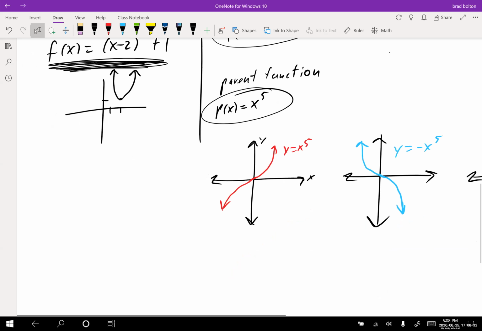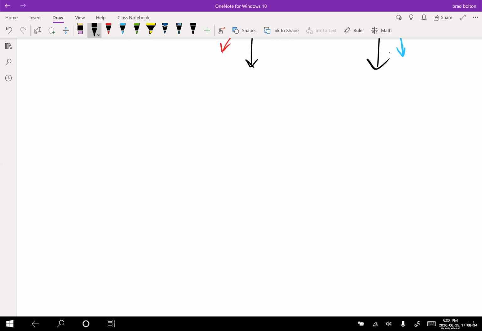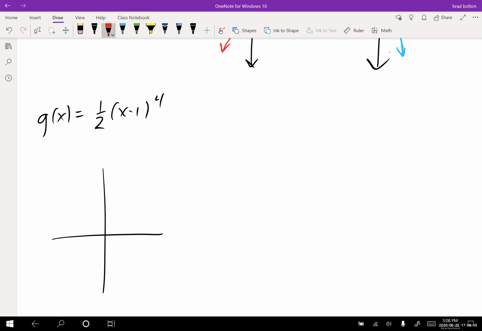Let me give you guys one to kind of work on yourselves. So let's come over here. Suppose I gave you g of x is equal to 1/2 (x minus 1) to the 4th. So what is the power function that's associated with this? So the power function that's associated with (x minus 1) to the 4th is going to look somewhat similar to this guy.